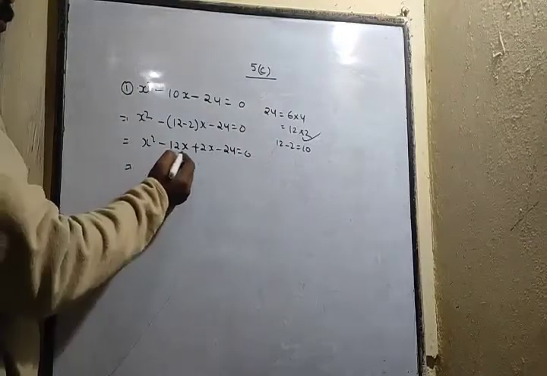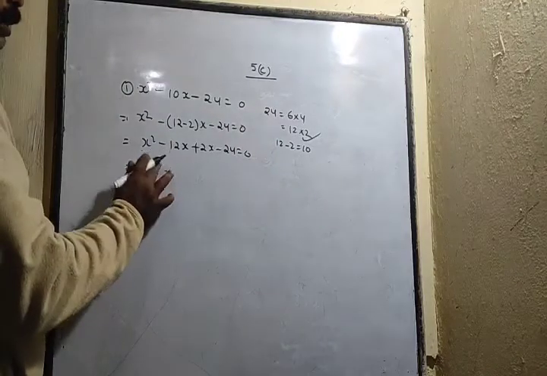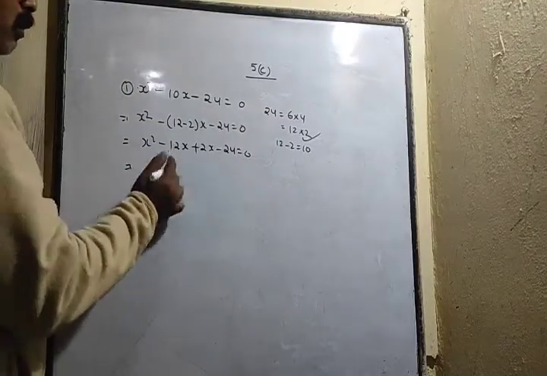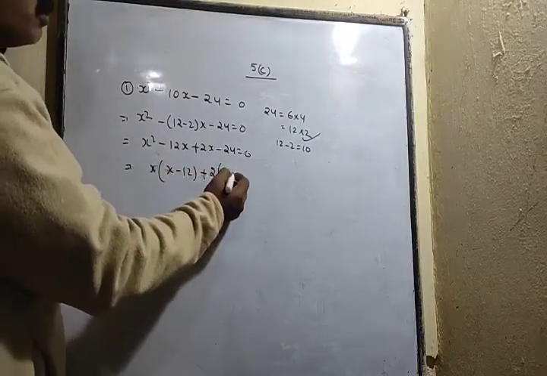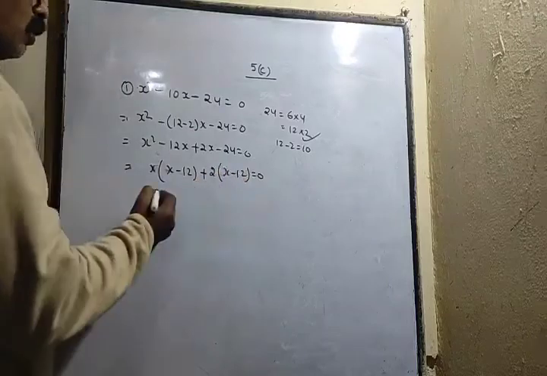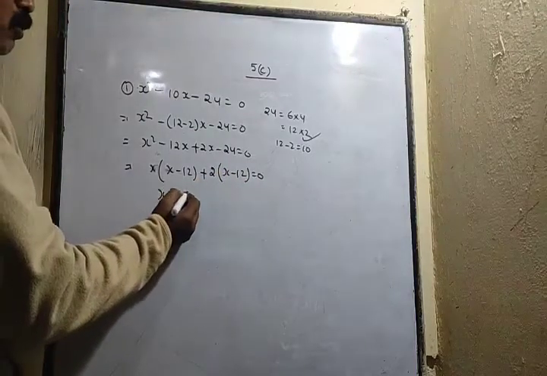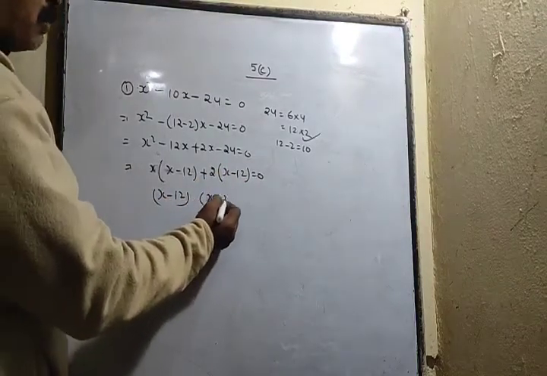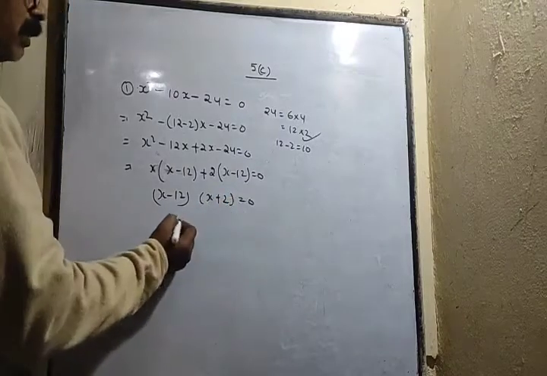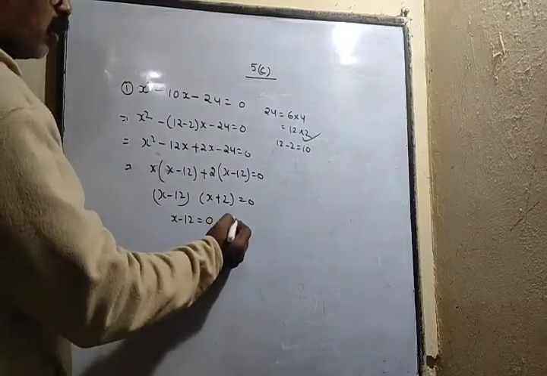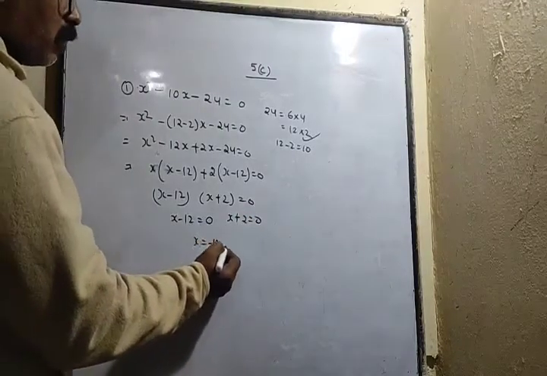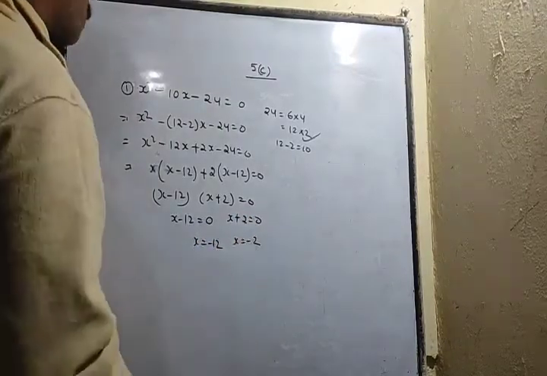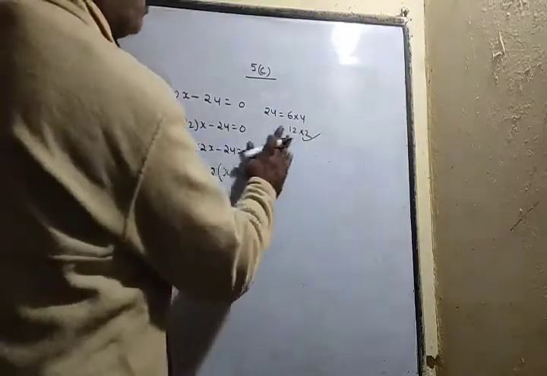Between the first two terms we'll take x as common, so it will be x minus 12, and here we'll take 2 as common, so it will be x minus 12. So one of the factors will be x minus 12 and the other factor will be x plus 2. It implies that x minus 12 is equal to 0 or x plus 2 is equal to 0, which will give you x is equal to 12 and x is equal to minus 2. Now we'll see one more sum.